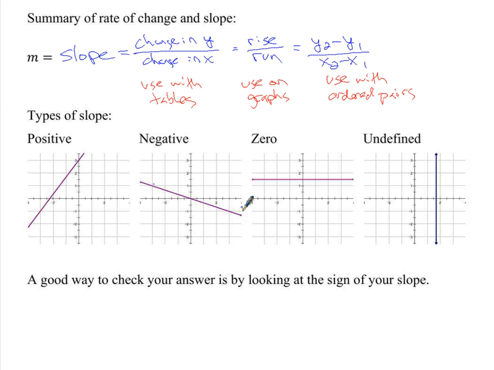Okay, zero slope. What's another word for how that line looks? Horizontal. It's a horizontal line. Picture the floor.